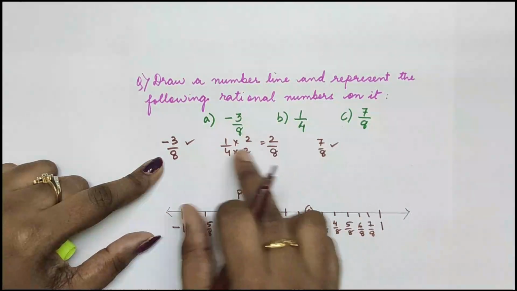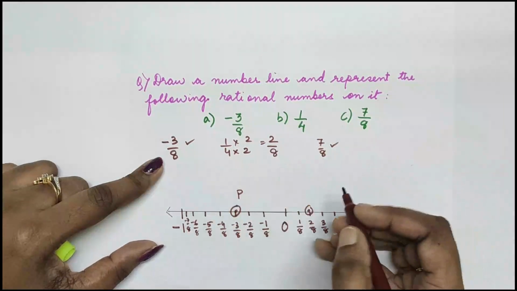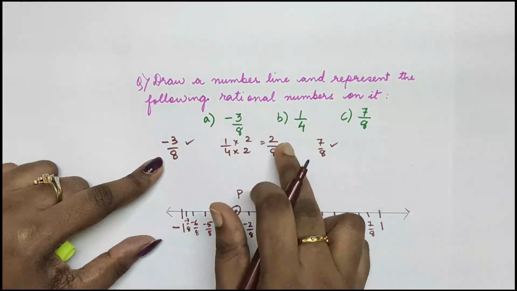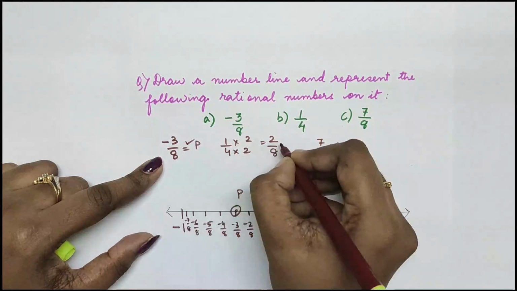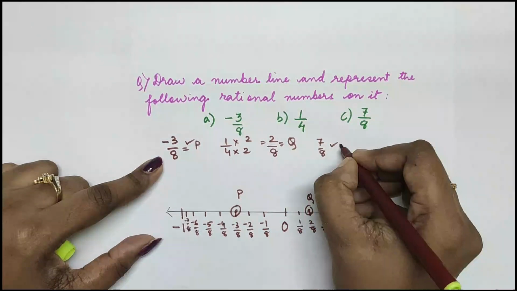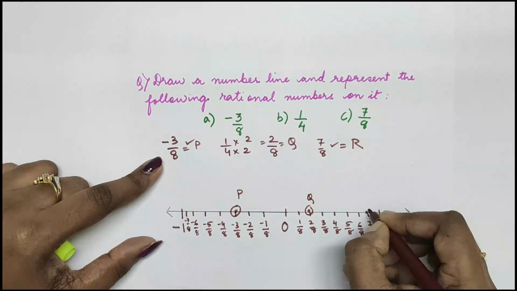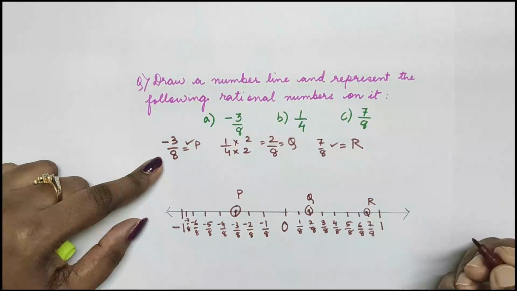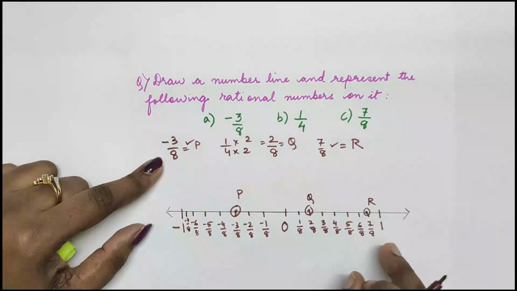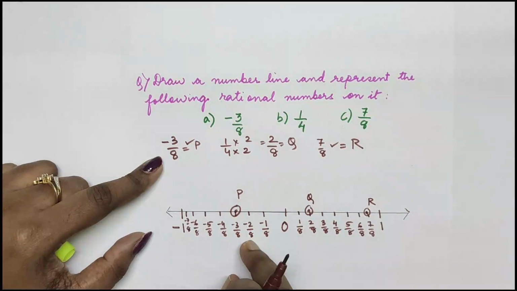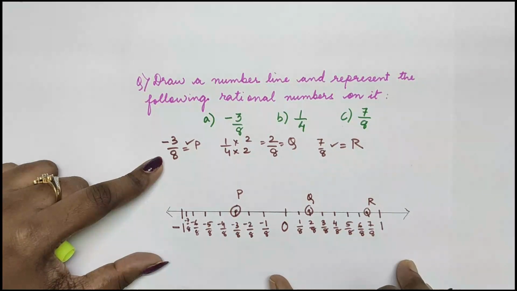So I've changed all the bases into 8 denominators. So this will become, suppose, Q, that is 2 by 8. And suppose I name this as R. So you can see 7 by 8 is here. So you can see I've made all the rational numbers, and I have represented them on the number line.